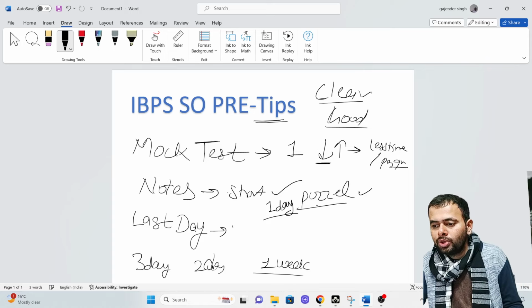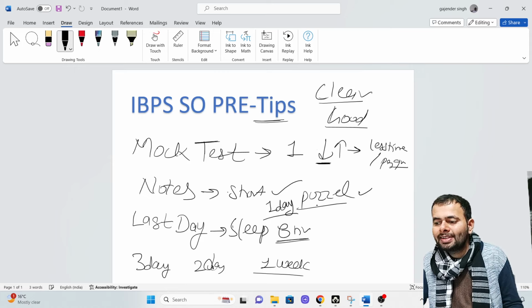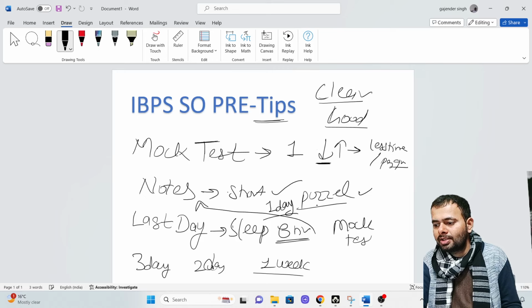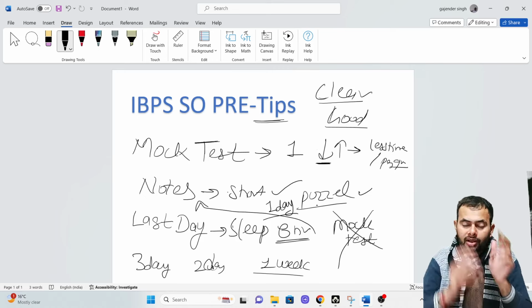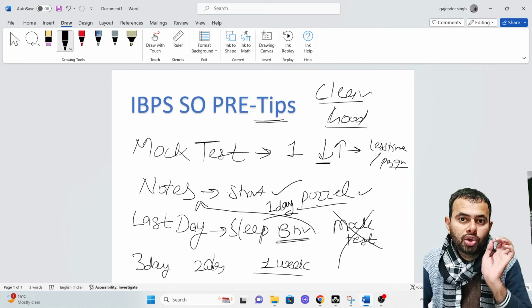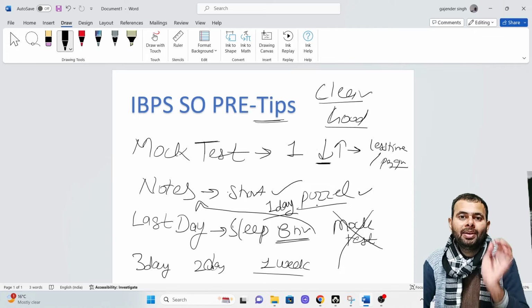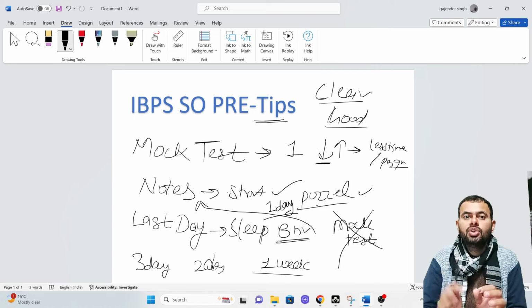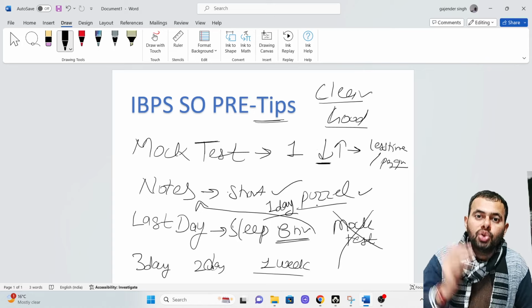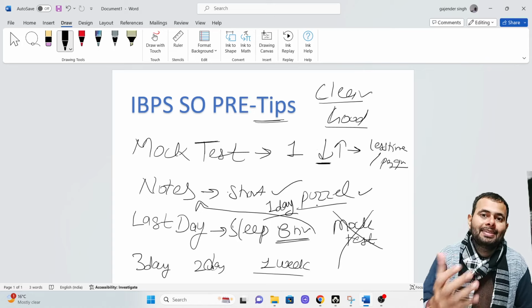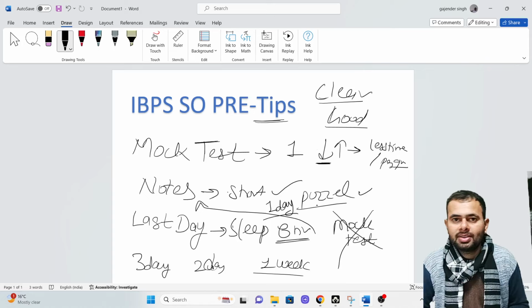Now, what you have to do on the last day: sleep for at least 8 hours and revise your notes. Don't give any mock test on the last day, because if your score is not good, you will get demotivated. And once you get demotivated, you will not perform up to the expectation you have of yourself in the examination. So don't give any mock test on the last day.